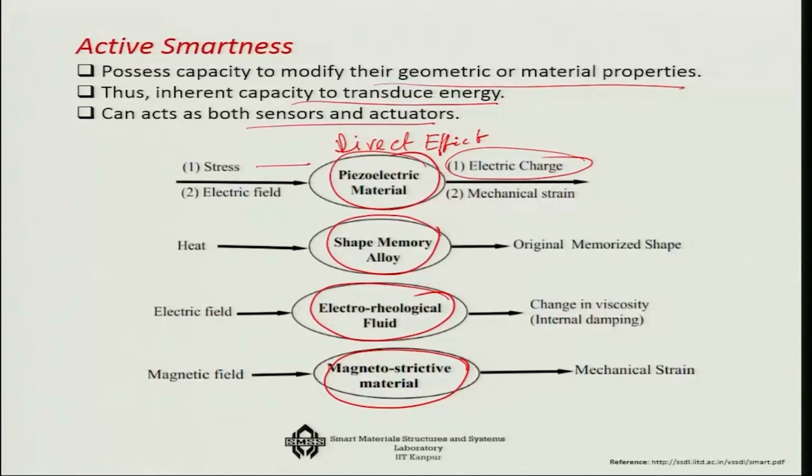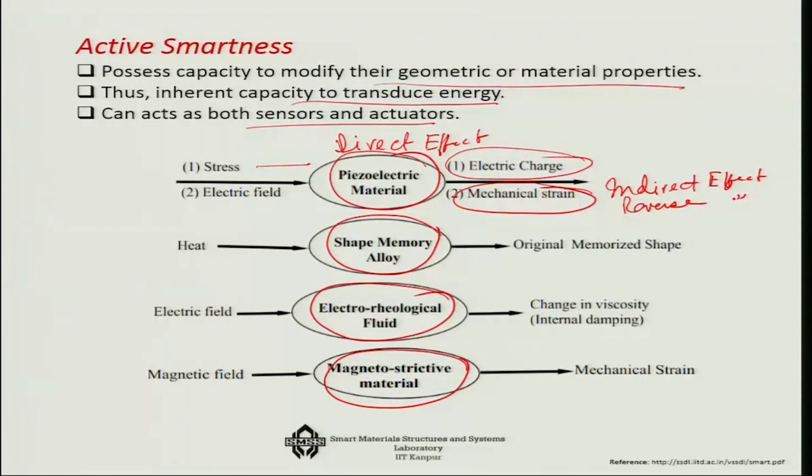But there exists another effect which is known as the indirect effect. That means instead of applying mechanical force and getting some change of electrical field, what if you apply electrical field to piezoelectric material? You are going to see a change in the mechanical strain. That means it's going to deform, it's going to change its shape, and that is the indirect effect. Sometimes people also call it the reverse effect or the converse effect. There are very similar names of it. Now that's about the piezoelectric material.